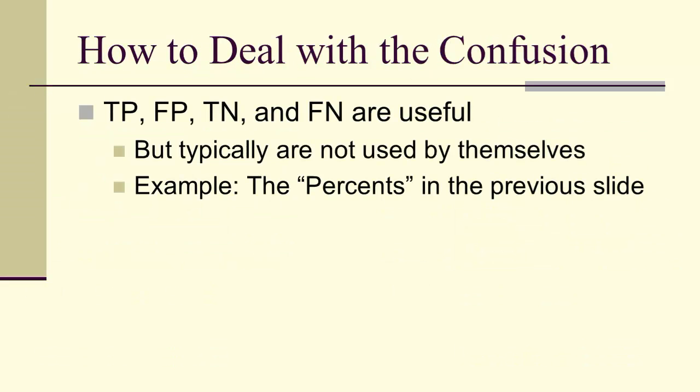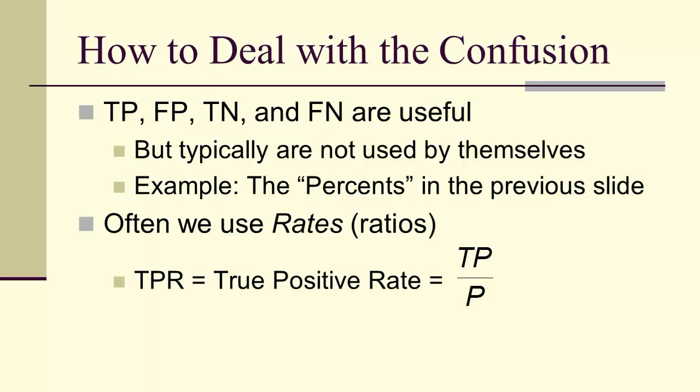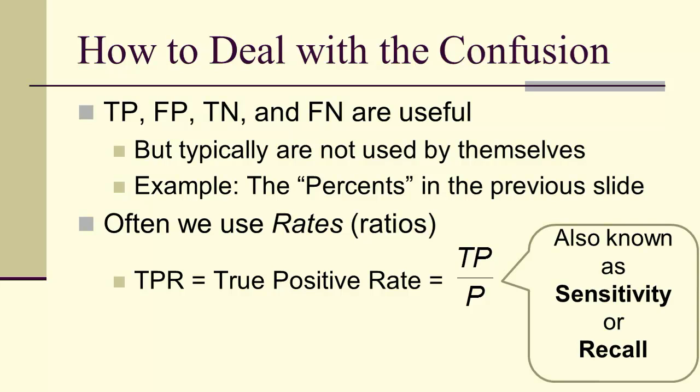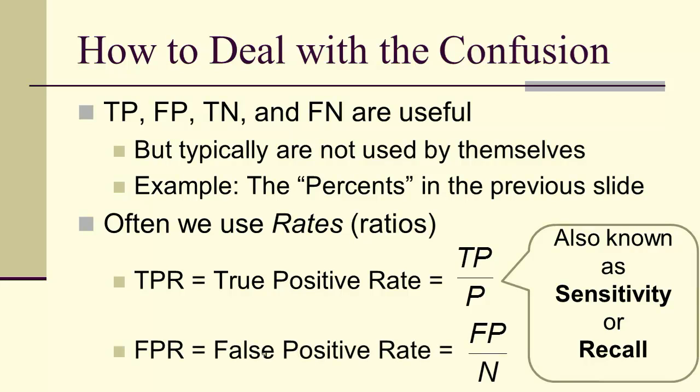So how do we deal with all these numbers? We see that they're useful. We can convert them into percents. And in general, we tend to use these as ratios such as the true positive rate, which is true positives over the number of positives. We call this sensitivity or recall. Both names are used. We'll see that later. And then the false positive rate is the number of false positives over the actual number of negatives.